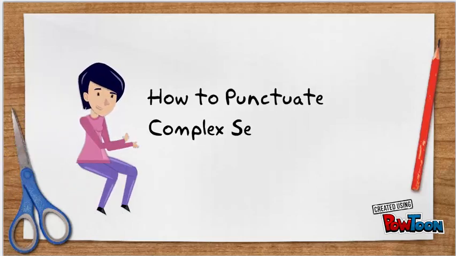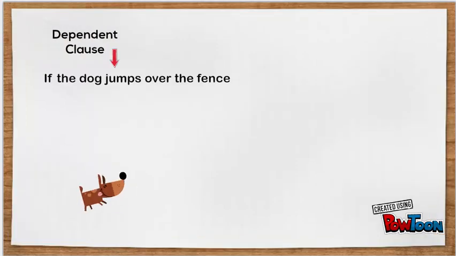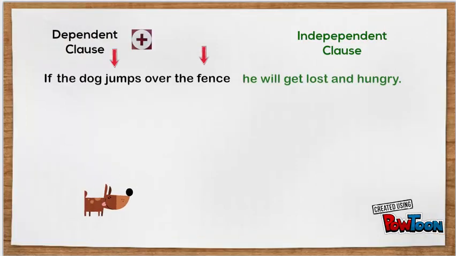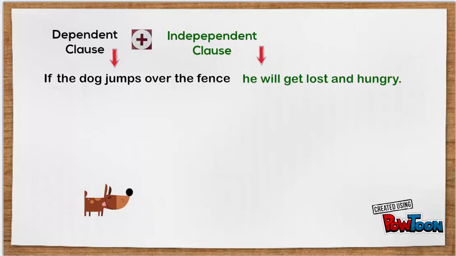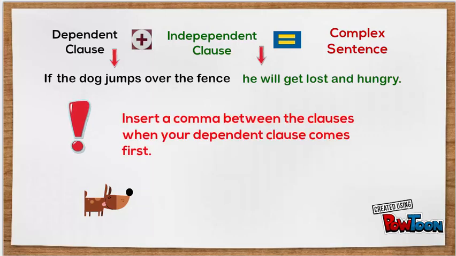How to punctuate complex sentences. When you take a dependent clause and join it to an independent clause, we get what's called a complex sentence. If the dog jumps over the fence, he will get lost and hungry.